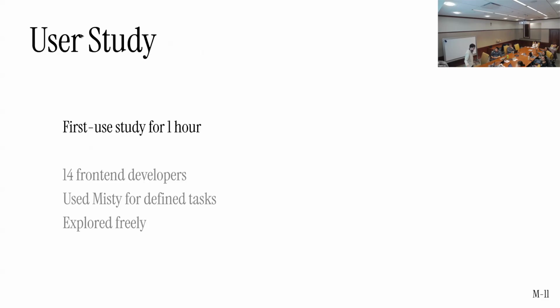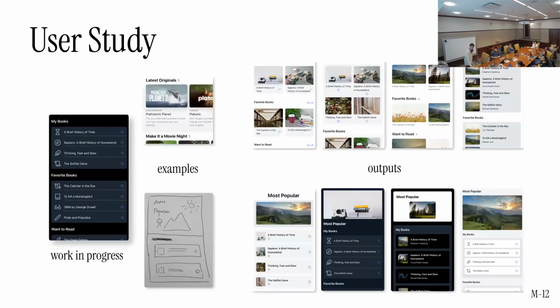Each participant was instructed to use Misty on a set of defined tasks first, and then explored using the system freely on examples of their own. Here are some of the results that they were able to get. So you can see for each output, each output is generated by one participant. You can see that even using the same examples, it generally follows the instruction of the examples, but there's slight variation each time the model generates an output.